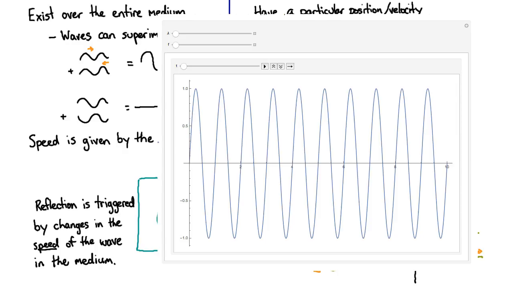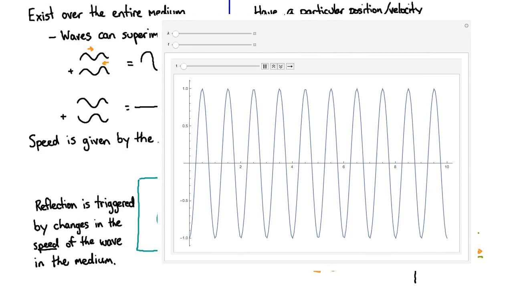We've already seen what happens when we have a pulse going one way get superimposed with a pulse going the other way. But let's see what happens when we have a continuous wave going to the right interacting with a continuous wave going to the left. So here we have a wave going to the right.